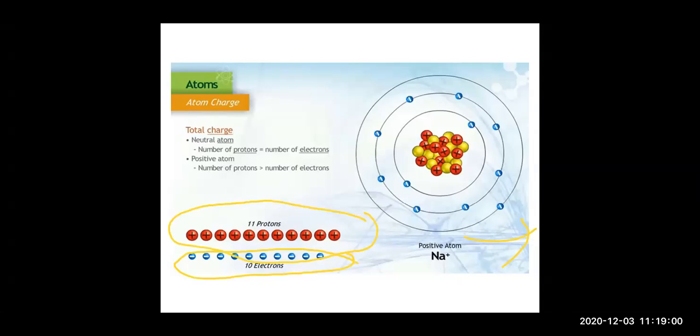As you can see, the number of protons is greater than the number of electrons. It is positively charged now, right? Because it is what? Plus 11 and minus 10. So plus 11 minus 10 will be plus 1. So it is having positive charge. So this is your positive sodium. Right, children? So this is your positive sodium.